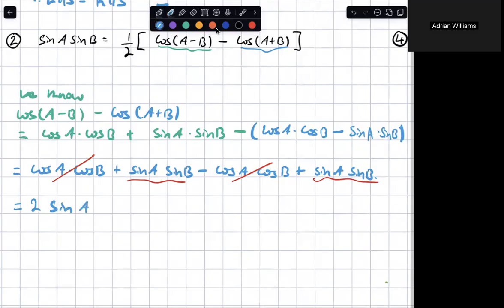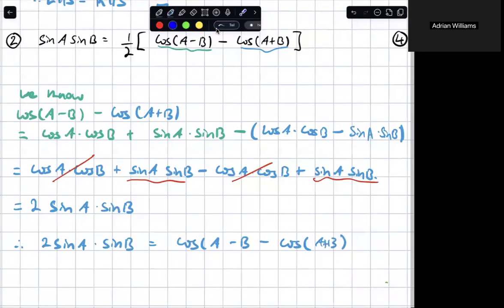So a very similar style of proof as to what we had before. So we've just established this result, 2 sine A times sine B is equal to cos(A minus B) minus cos(A plus B). And just like before, we want the left-hand side to only have two trig functions multiplying each other.